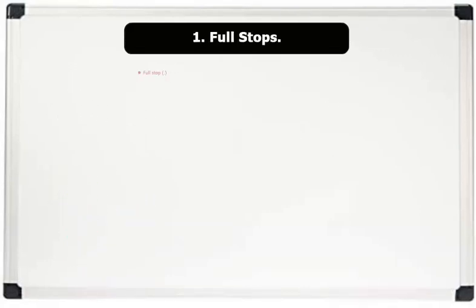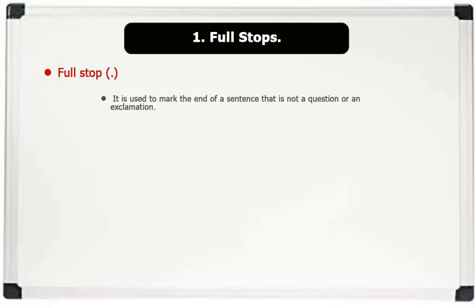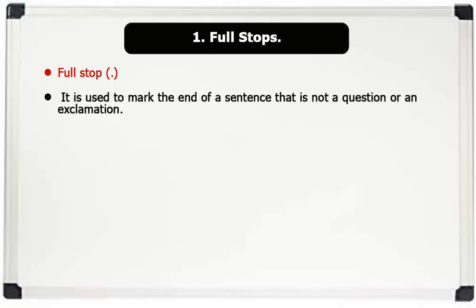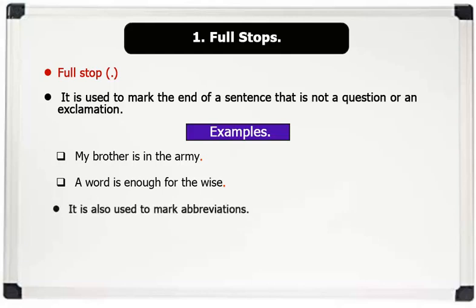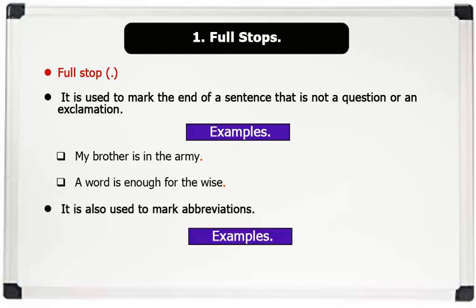1. Full stops. It is used to mark the end of a sentence that is not a question or an exclamation. Examples: A. My brother is in the army. B. A word is enough for the wise. 2. It is also used to mark abbreviations. Examples: A. PhD. B. BA. C. MSc. Let's go over to commas.